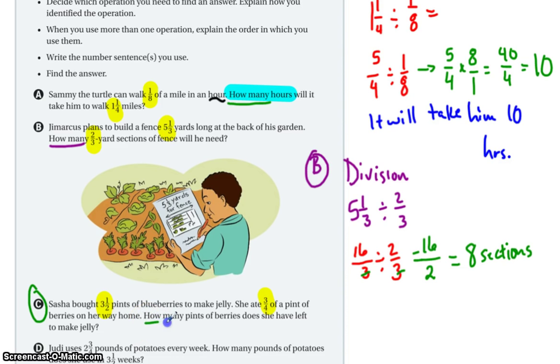Well, this has how many, which we used up here to say division, but if we read the whole question, it uses the phrase have left. So how many left would indicate a subtraction sentence. All right, so go ahead and try to set up your problem for C before coming to class tomorrow.